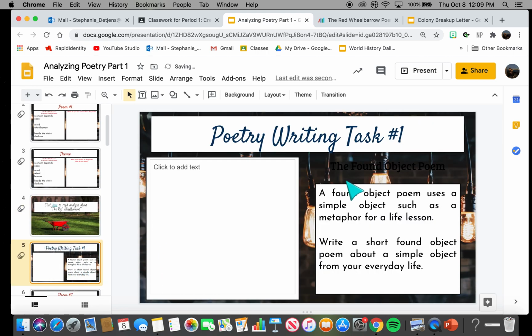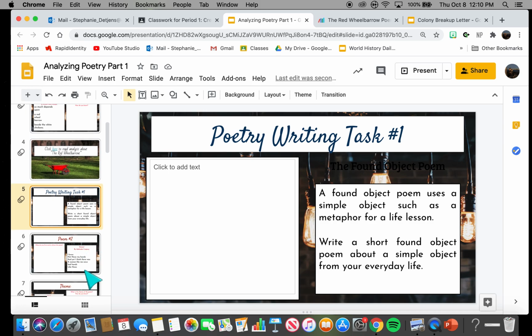Then it will have you write a found object poem. A found object poem is a poem that uses a simple object as a metaphor for a life lesson. Write a short found object poem about a simple object from your everyday life. So you're going to pick an object, just like they did in The Red Wheelbarrow, and write a small poem about it.